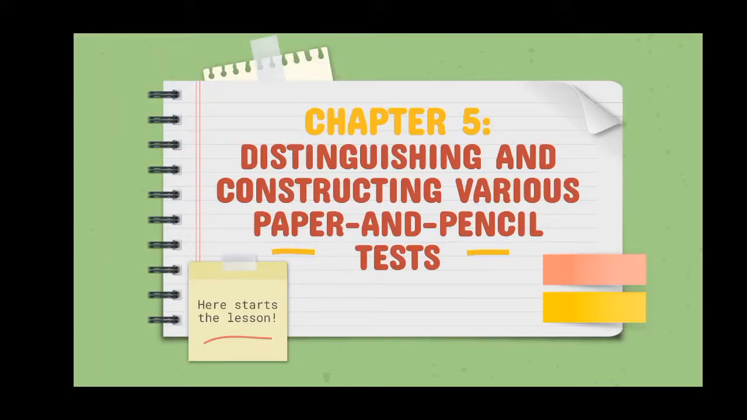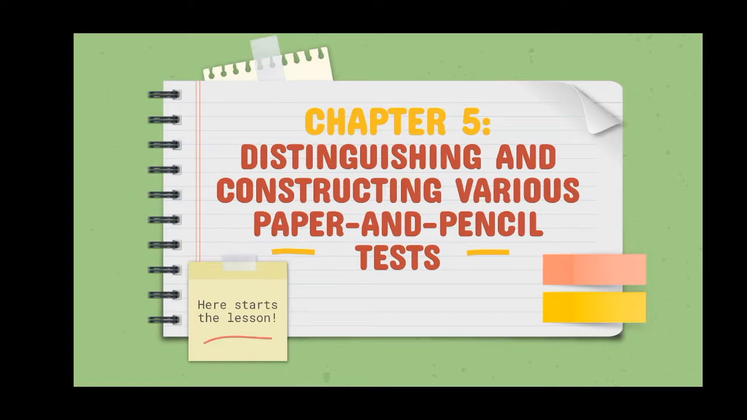Good day everyone. So for today's discussion, we will discuss chapter 5 entitled Distinguishing and Constructing Various Paper and Pencil Tests. So in this chapter, we are concerned with developing paper and pencil tests for assessing the attainment of educational objectives based on Bloom's taxonomy.